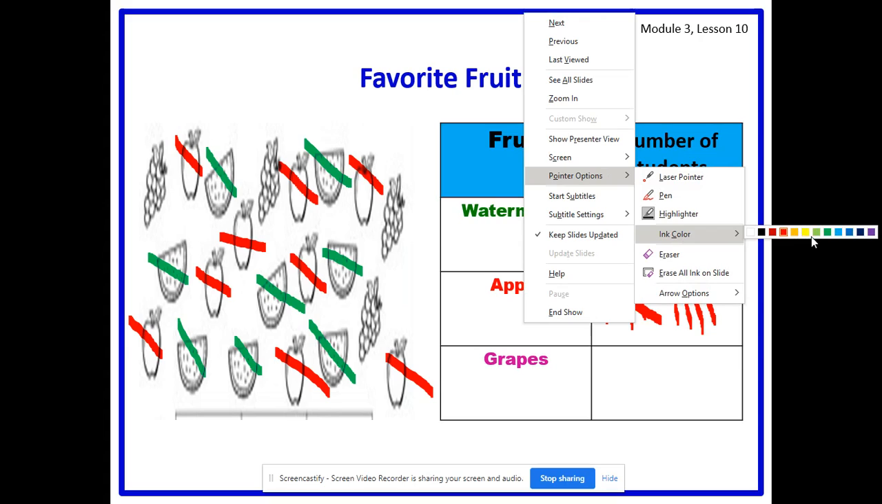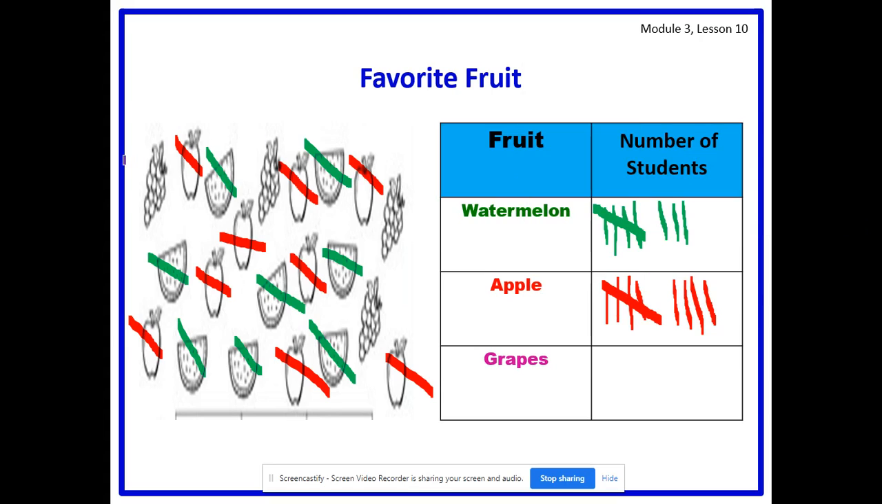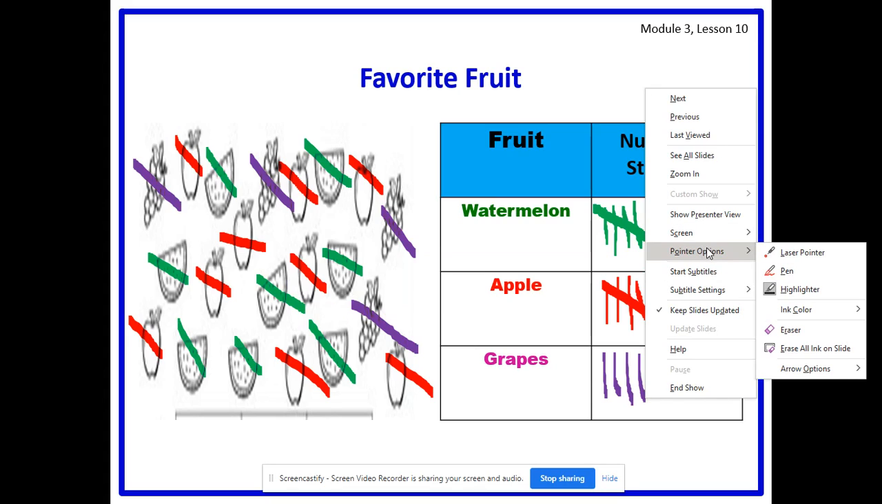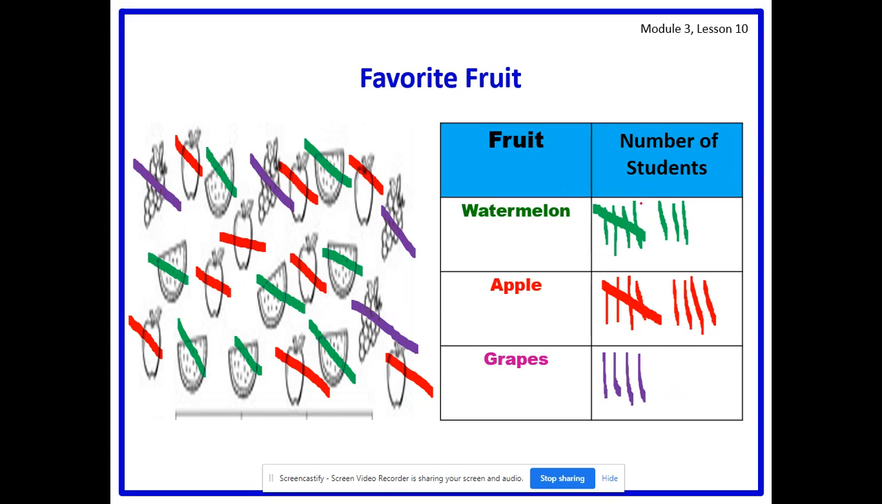Now we're going to go ahead and count the grapes. So I see one grape here, another grape. I put another tally mark, another grape, and one more grape. There. All my fruit is scratched off. Now we're going to go ahead and put the total number.